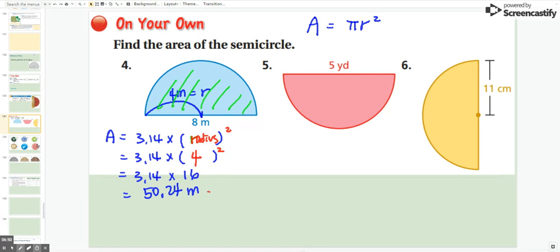So what do you need to do? You're going to divide it by 2. So the answer is 25.12 meters squared.